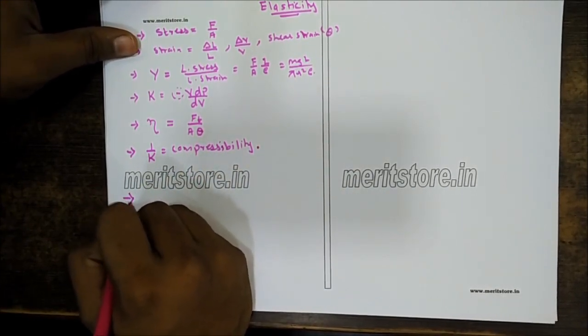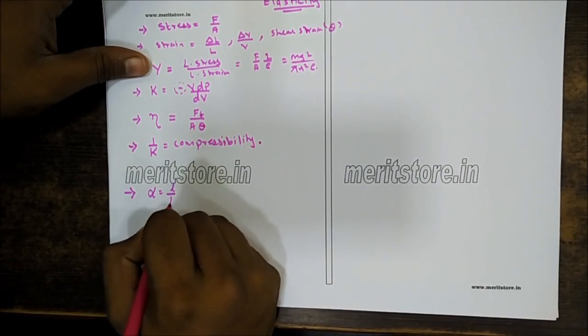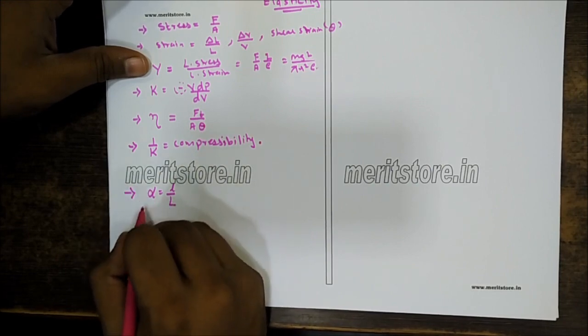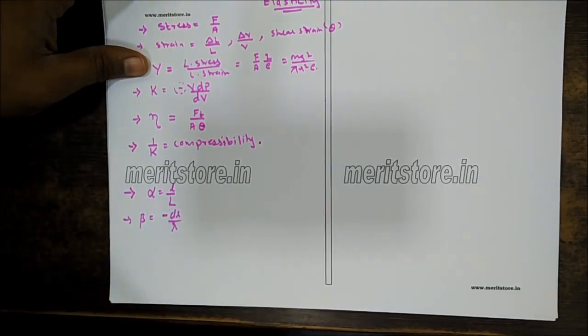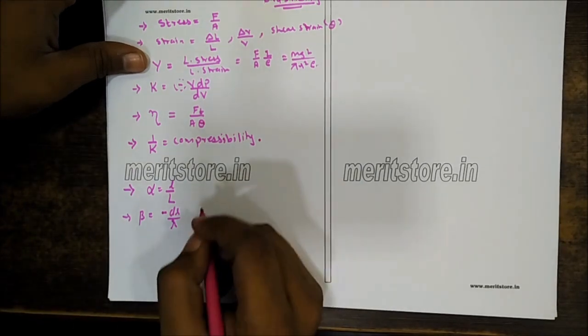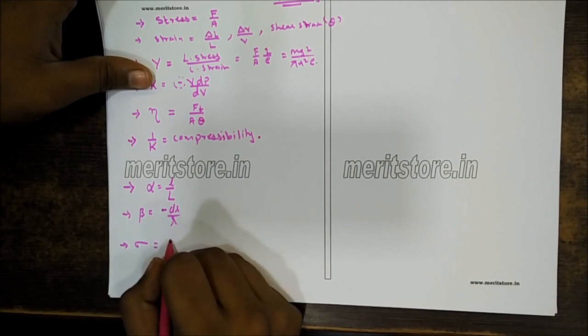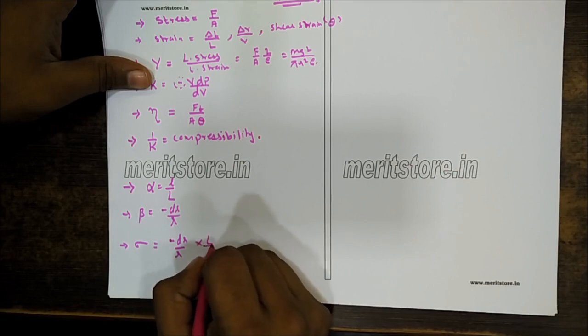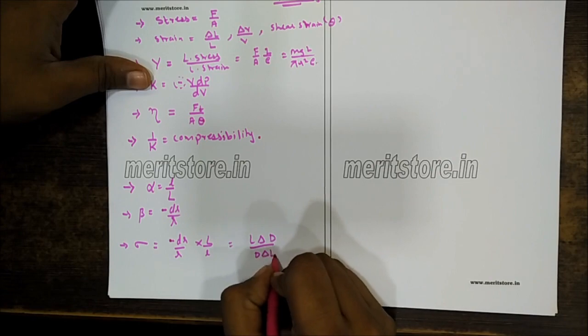We can say longitudinal strain alpha is equal to change in length upon original length, while lateral strain, I would say beta, is change in radius upon original radius. We also have Poisson's ratio, which is minus (Δr/r) into (L/ΔL), which can be written as L ΔD upon D ΔL.